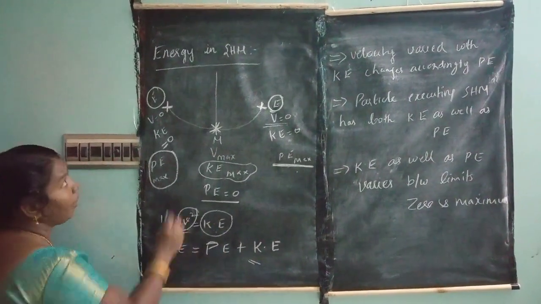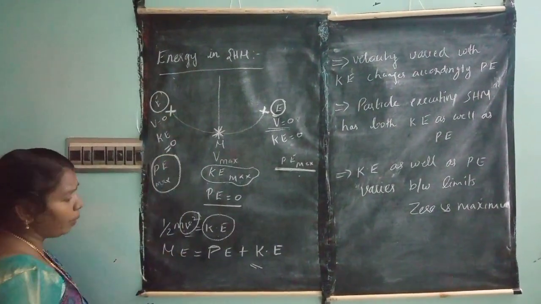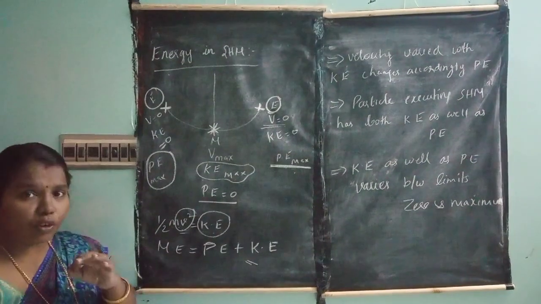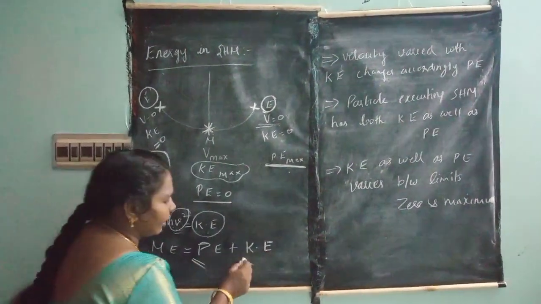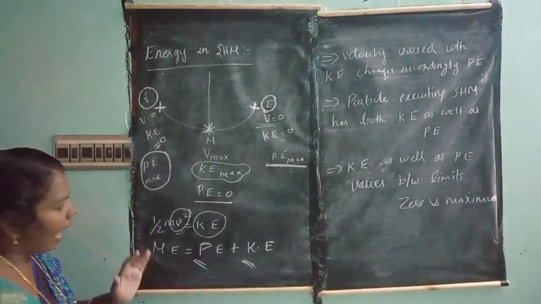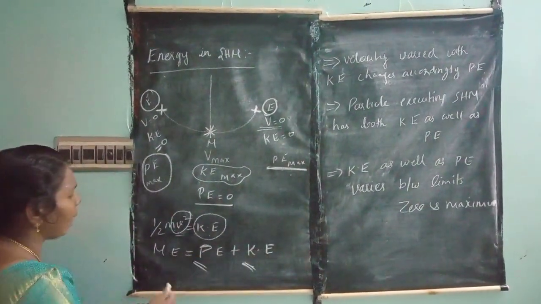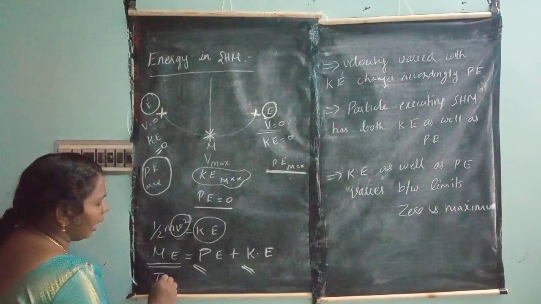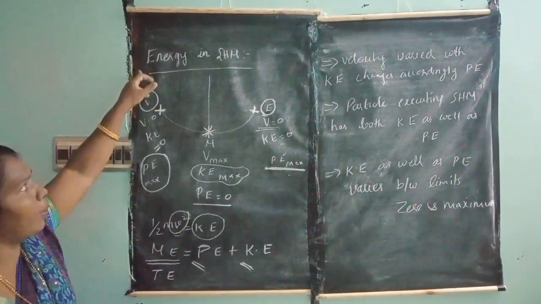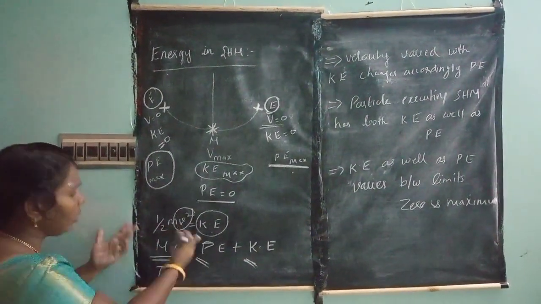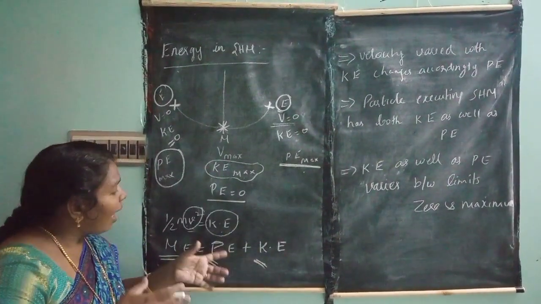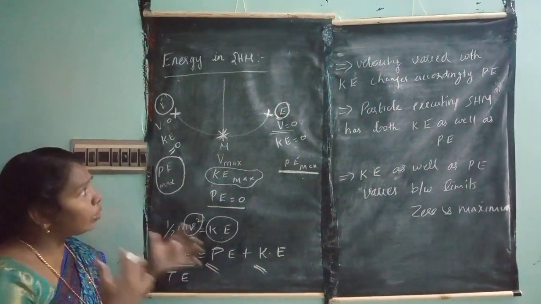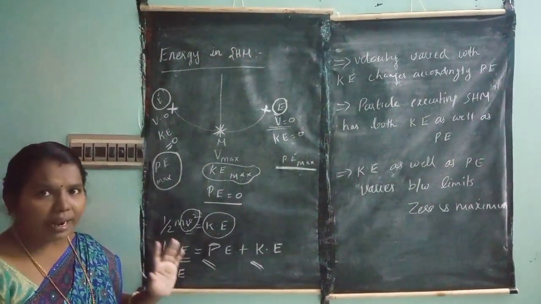Next step, in order to find the energy in simple harmonic motion, you have to find first the potential energy, then the kinetic energy. Then I add those two equations and get the total energy of the simple harmonic motion. Before that, to know where the kinetic energy is maximum and where the potential energy is maximum, I explained it here. Can you understand, ma? Okay.